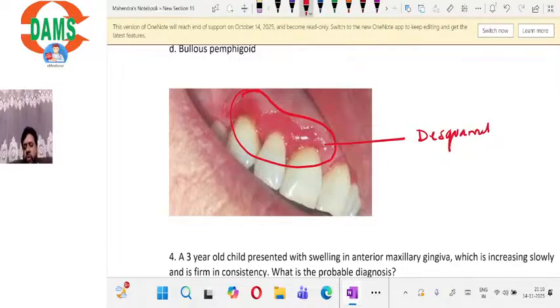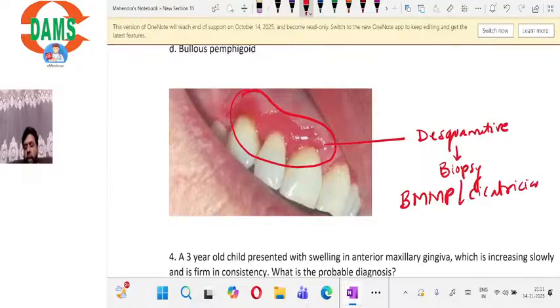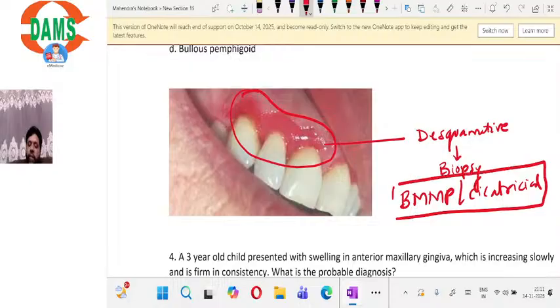Whenever there is desquamative gingivitis, what is the next step? I will do a biopsy, and then I will confirm what exactly this is based on histopathology. Most of the time, remember, the most common cause of desquamative gingivitis is benign mucous membrane pemphigoid, BMMP, also known as cicatricial pemphigoid. Please remember this. This is a very, very important question.